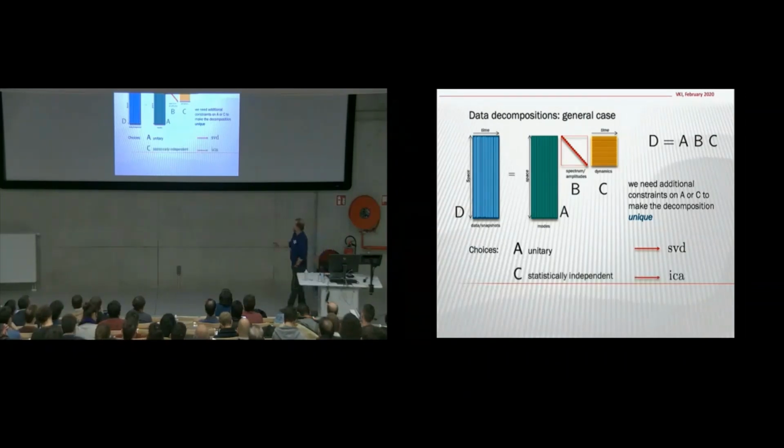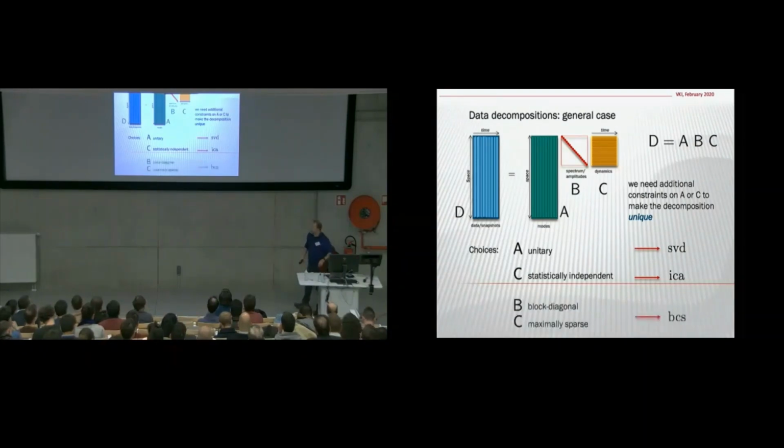Okay, I can also say, I don't care what A is, I put my constraint on C. This is the dynamics, this is the temporal dynamics. And I want to have something where each timeline, so each row in here, is statistically independent of any other row. Okay? Then I do independent component analysis. That's another way of breaking it apart. Okay? It's totally up to you. Okay? And a third one, there's many, many other ones.